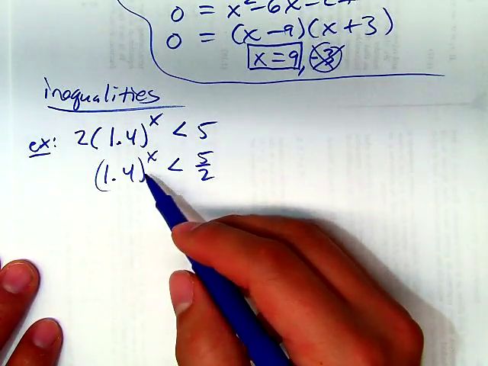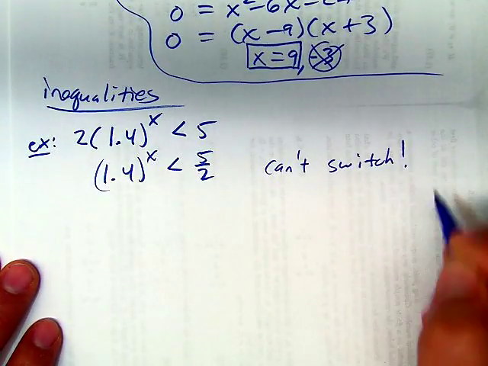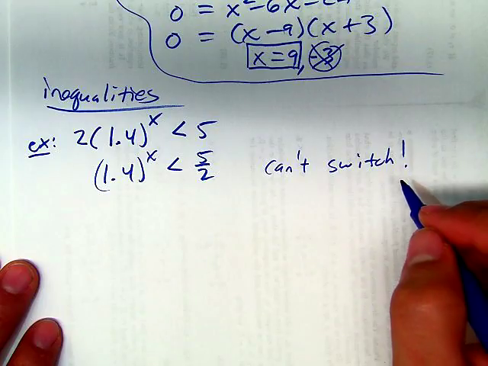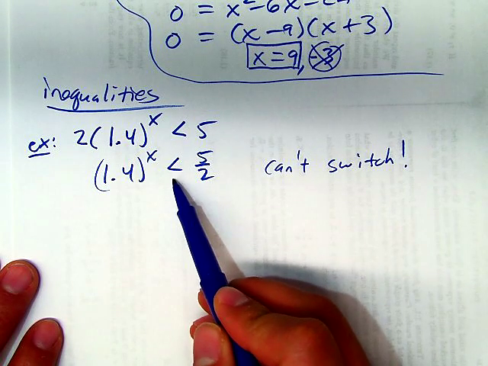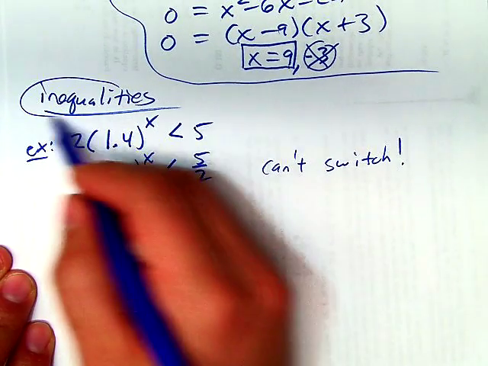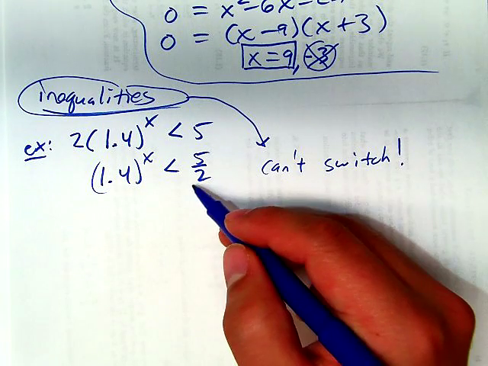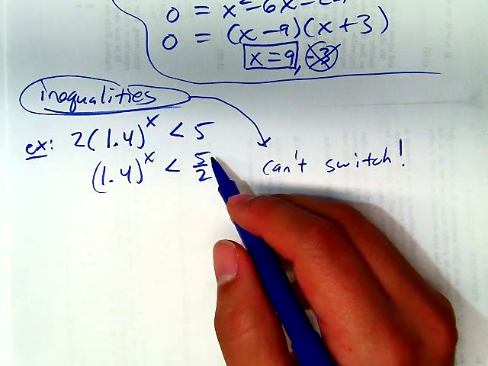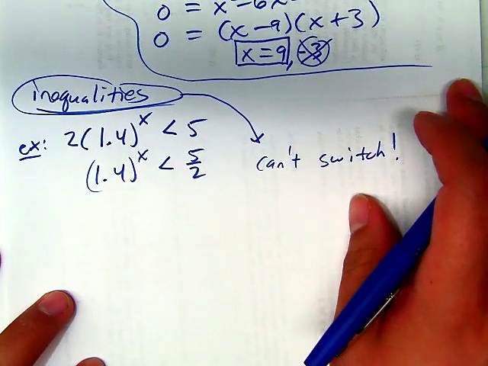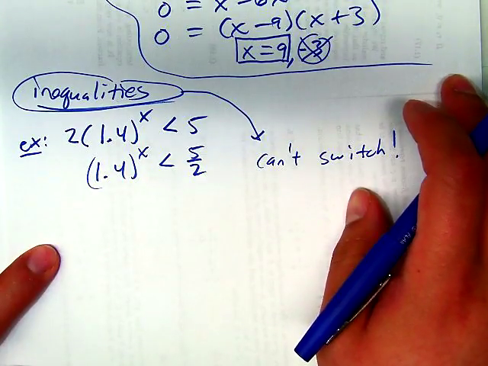Now we're stuck. However, we can't switch here. We cannot switch. And the reason we cannot switch is because this is an inequality, not an equation. Okay, so for inequalities, one of the things that you need to remember is that you can't just switch the format. Because this less than, or sometimes less than or equal to, does not allow us to use that property or the definition of switching back and forth from exponential to logs.